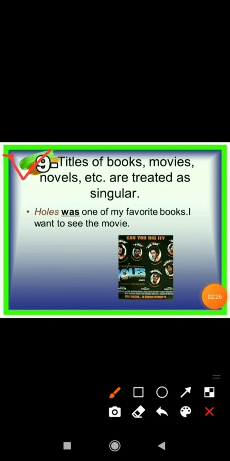Rule number 9 is, titles of books, movies, novels, etc. are treated as singular. So the titles of books, movies, novels, etc., they are always treated as singular. Here example you can see, Holes was one of my favorite books, I want to see the movie. So here Holes is ending with s, but it is considered as singular only because it is the name of a book. Holes was one of my favorite books, I want to see the movie.